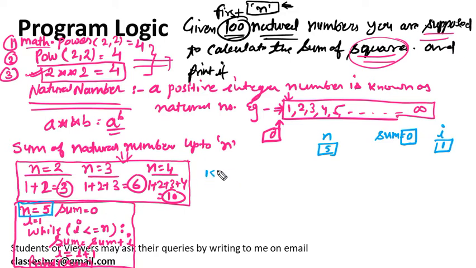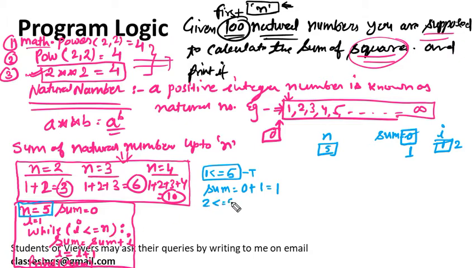The condition is i is less than or equal to n, which is 5. So 1 is less than or equal to 5, and the condition is true. What will happen: sum equals sum plus i. The sum value is already 0, and 0 plus i, which is 1, gives 1, so the sum value is updated to 1. Now i is incremented, i equals i plus 1, so i becomes 2. Now this loop will execute again.